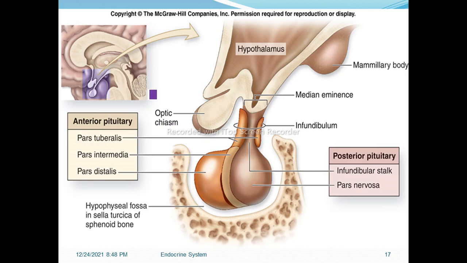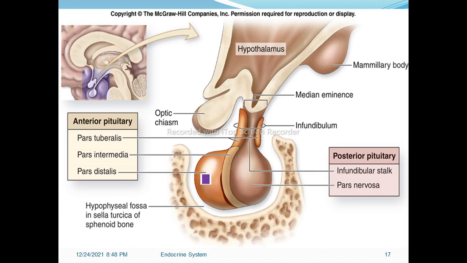Now, here is a very important thing. This is the pituitary gland, and this is the hypothalamus. If you look here, the hypothalamus is here, the median eminence is here, the infundibulum is here. By the way, the hypophyseal fossa of the sella turcica of the sphenoid bone serves as the base for the pituitary gland. So we have two types of pituitary gland, anterior pituitary and posterior pituitary.